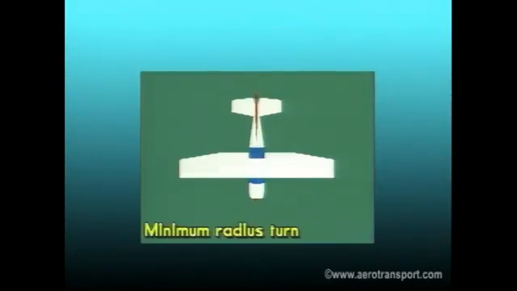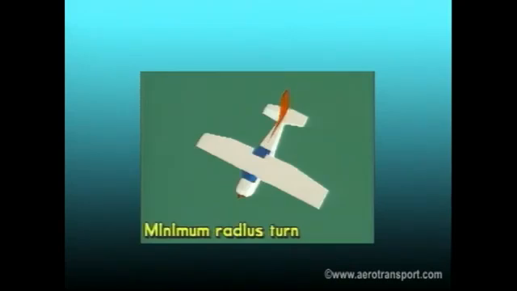To get into a minimum radius turn, first check the sky for any other traffic. Then, get your aircraft into the attitude and airspeed for endurance in straight and level flight. Now, enter the turn as before.